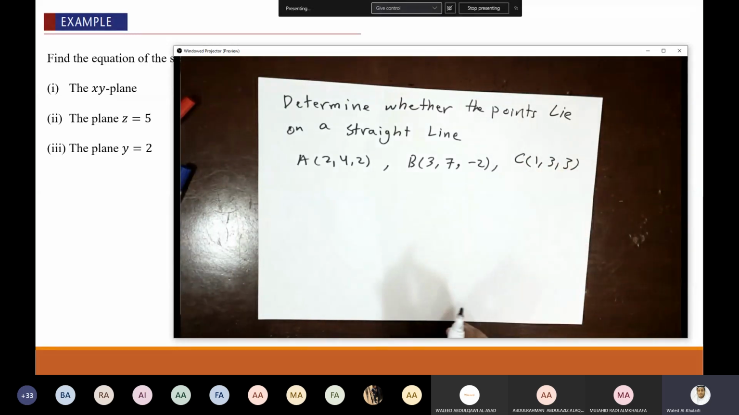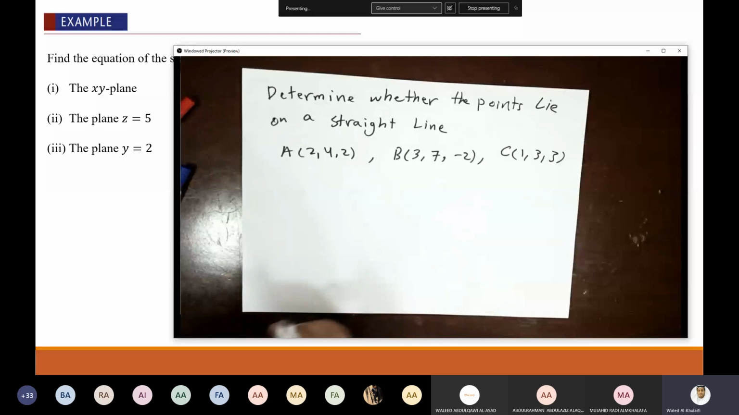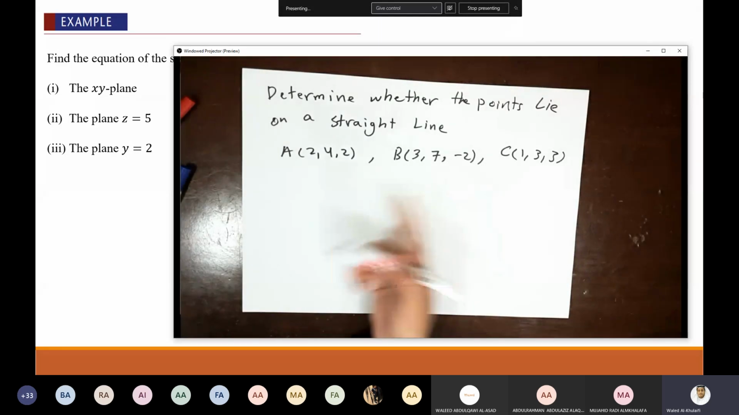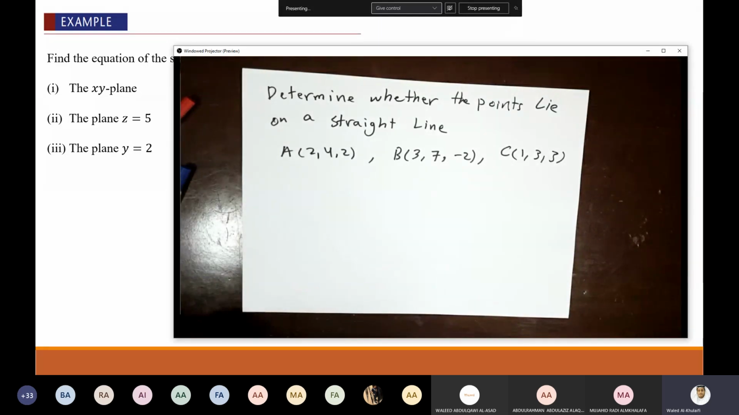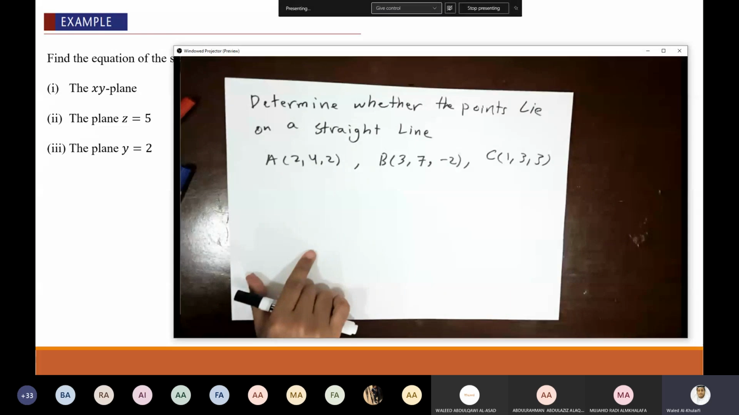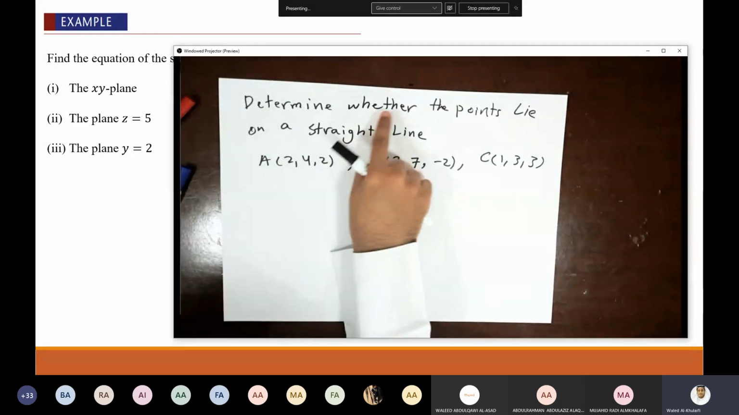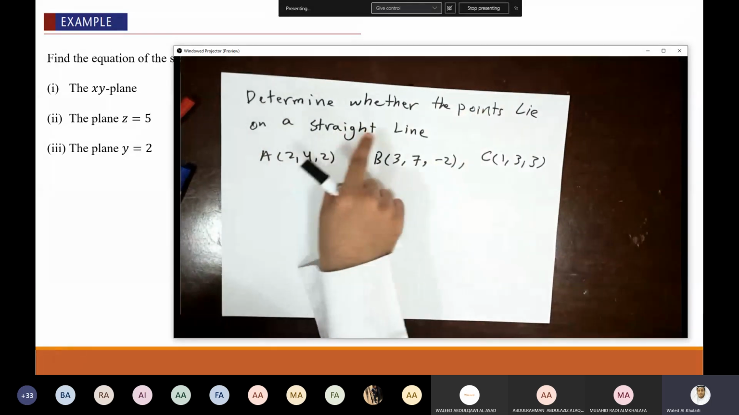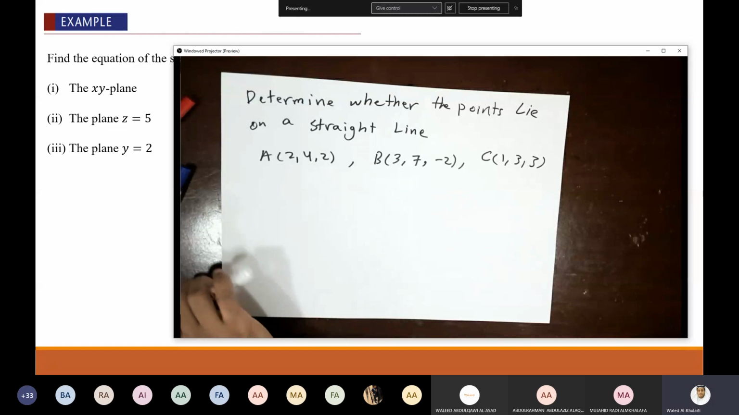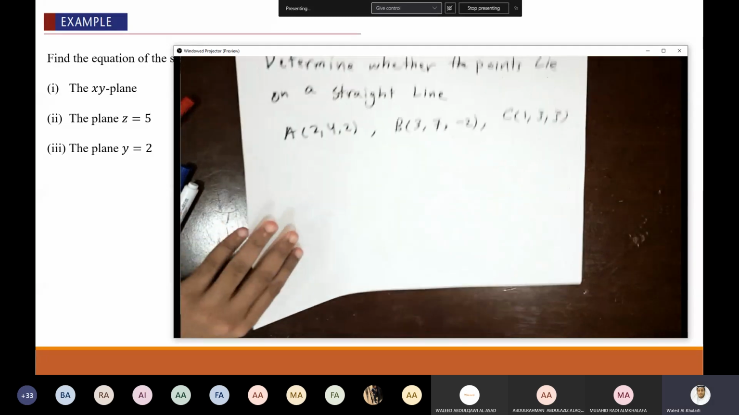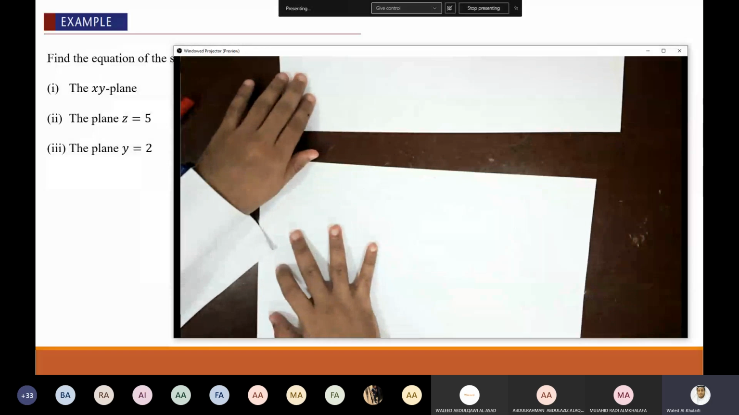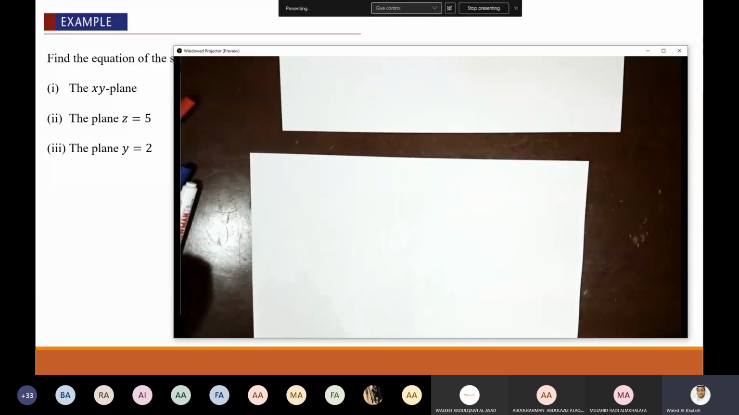I'm copying the same exercise from the textbook. I have an older version actually, but I don't know if it's the same in the newer version or not. Determine whether the points lie on a straight line. Okay guys, to answer this question we need to understand how to know whether points lie on a straight line.